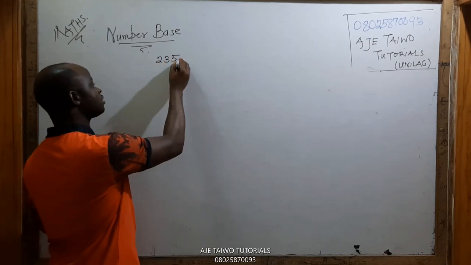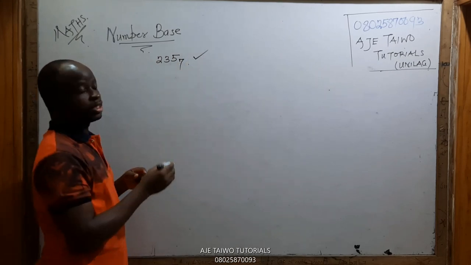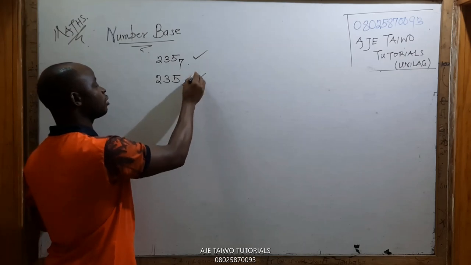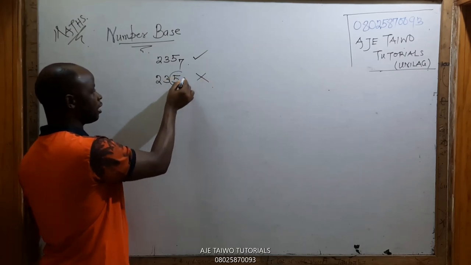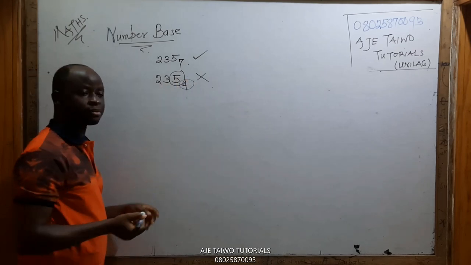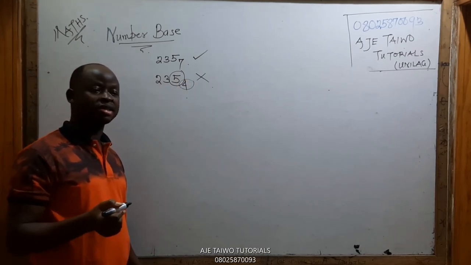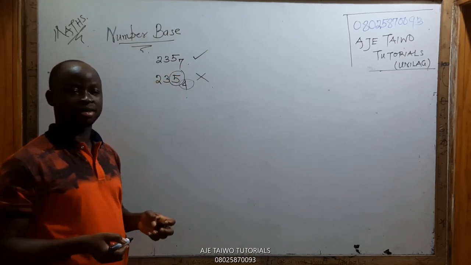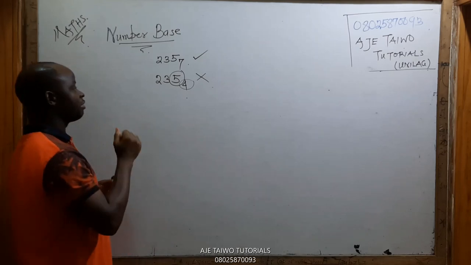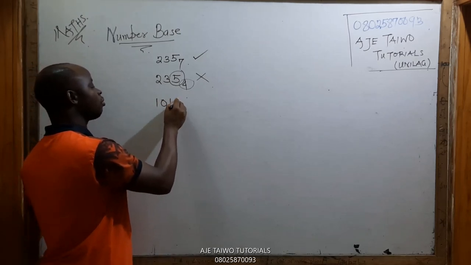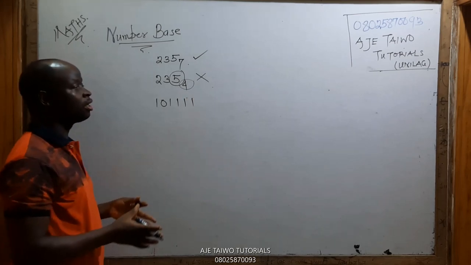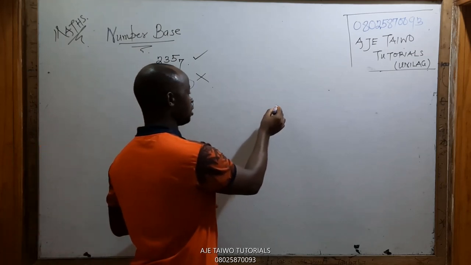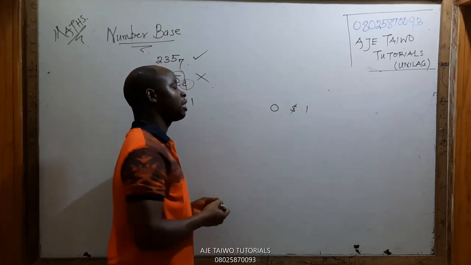So I can say 7, for instance. Yes, it's allowed. If I say 2, 3, 5 and I put base 4, I'm wrong, because 5 here is greater than the base. The base is always greater than the individual numbers. Take note of that. Very important. If I say 101, 111, of course, this is called a binary number. The binary numbers are just two in number, 0 and 1. These are called binary numbers.